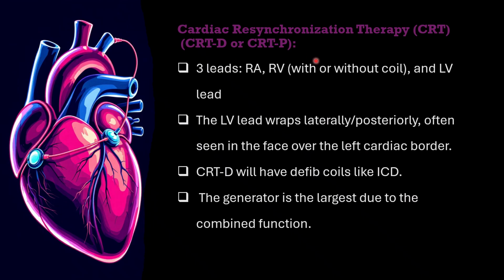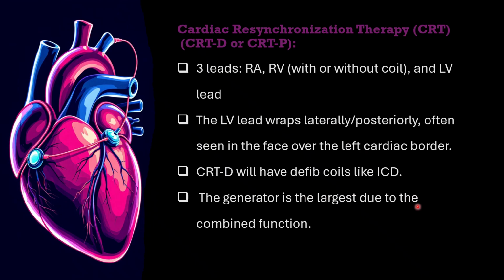The third part is cardiac resynchronization therapy, or CRT. We have two types: CRT-D, which has defibrillator coils like an ICD, and CRT-P, which has pacemaker function. When we see it on the X-ray, we will have three leads: right atrium, right ventricle with or without coils, and left ventricle leads. The left ventricle lead runs laterally, posteriorly, and is often seen in the face over the left cardiac border. CRT-D will have defib coils like an ICD.